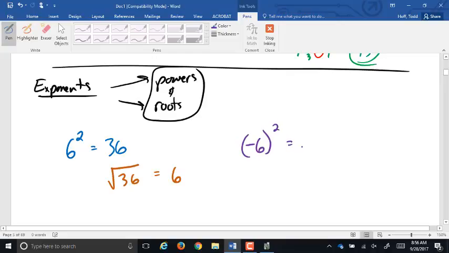What is negative 6 squared? 36. So therefore, if I square root 36, I should be able to get back to negative 6. Right? Well, the square root of 36 is actually positive 6 or negative 6. There are 2 possible answers for that.